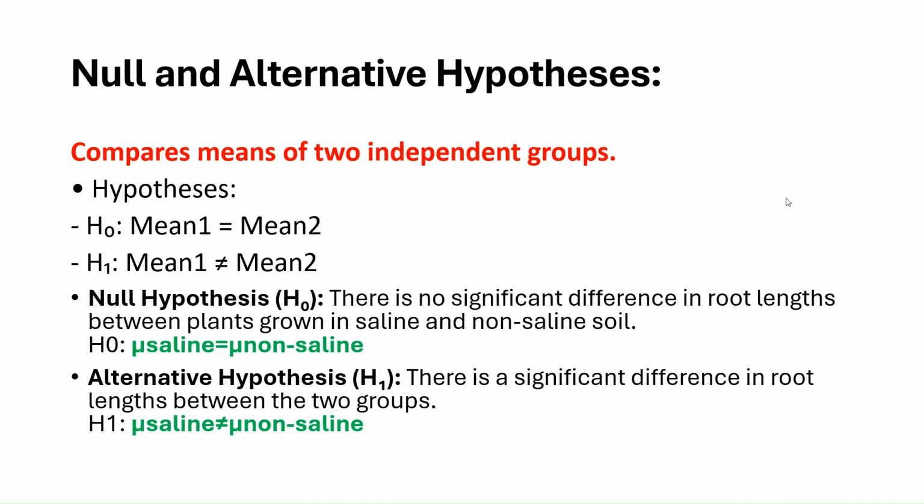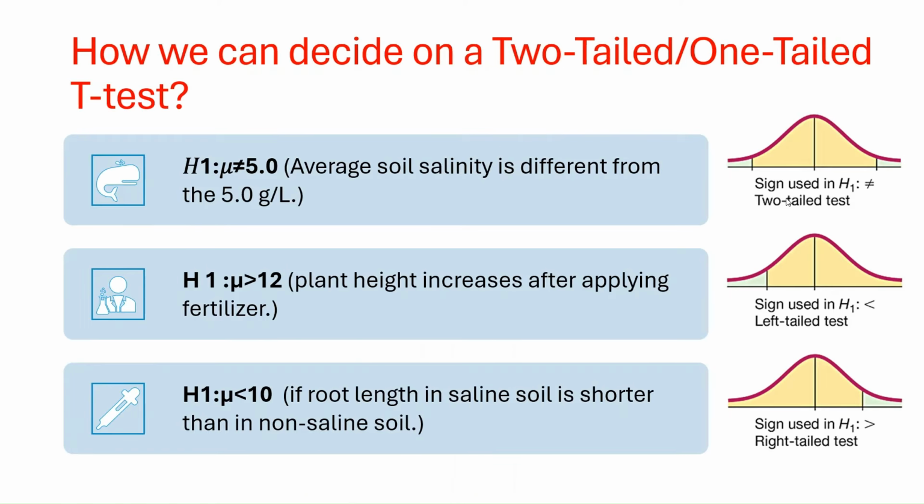So these are the null and alternative hypotheses for two independent groups. The next question is how we can decide whether we have to use a one tail t-test or a two tail t-test. Before, we identified what type of t-test would be appropriate: one sample, paired, or unpaired. Now we will see which, two tail test or one tail test, would be appropriate.